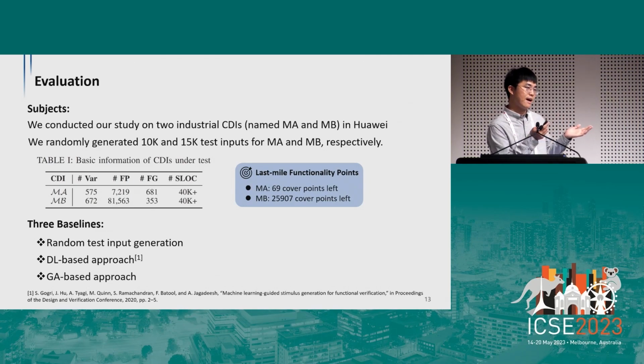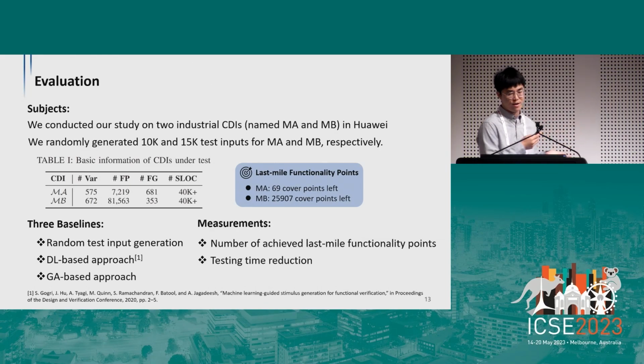And we have 3 baselines. The first, random testing, is widely used in practice. The second one is a DL-based approach. It builds a DL model to filter out test inputs on the basis of random testing. And the third one is a search-based approach, and the fitness function is the number of covered last mile functionality points. And we have 2 measurements.